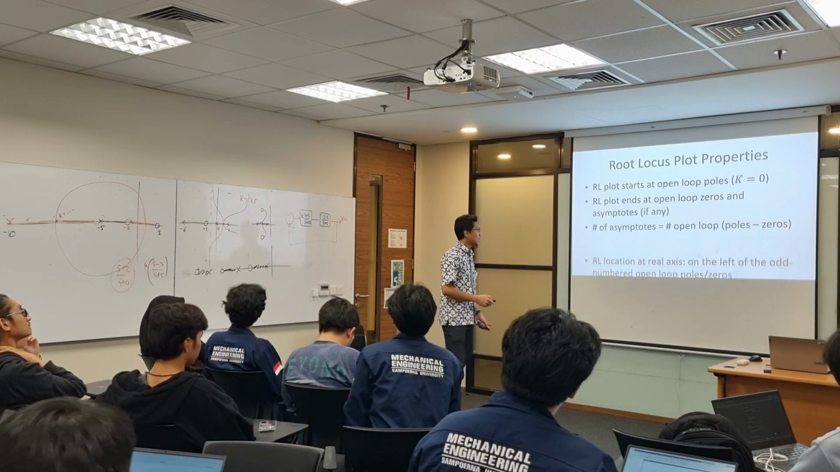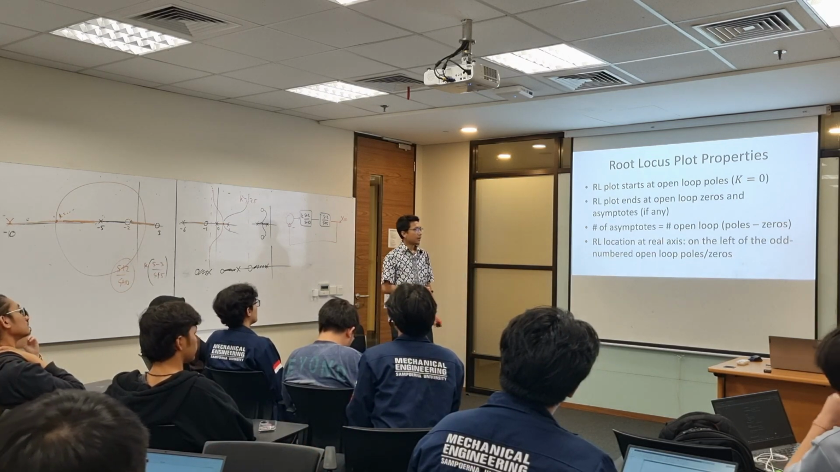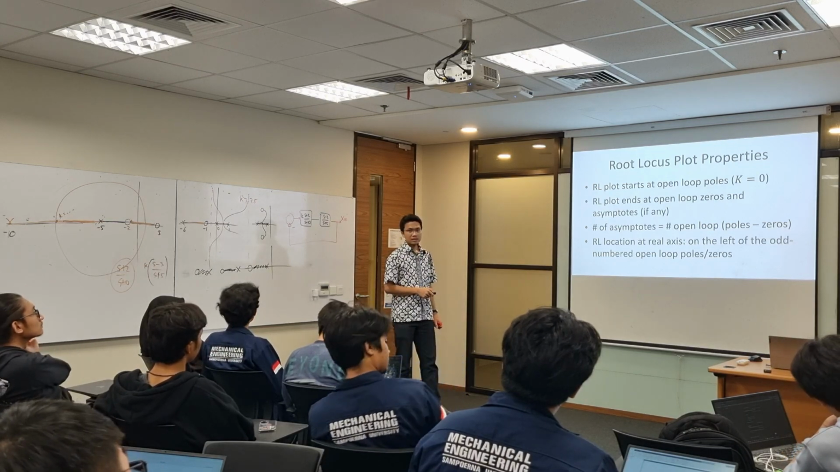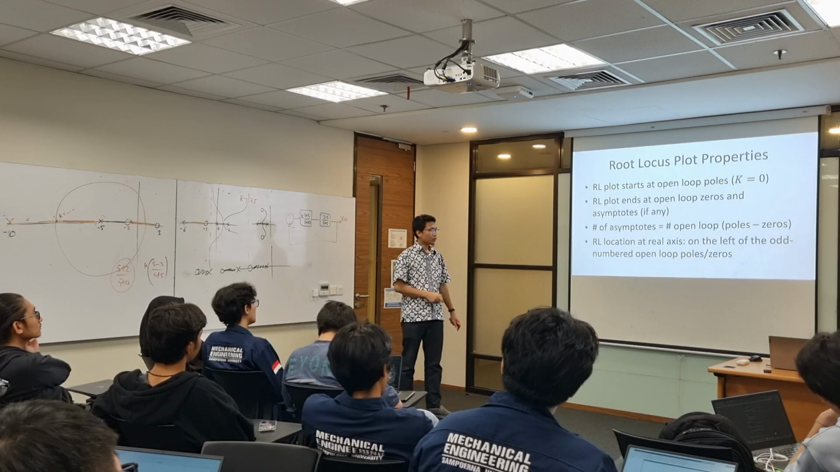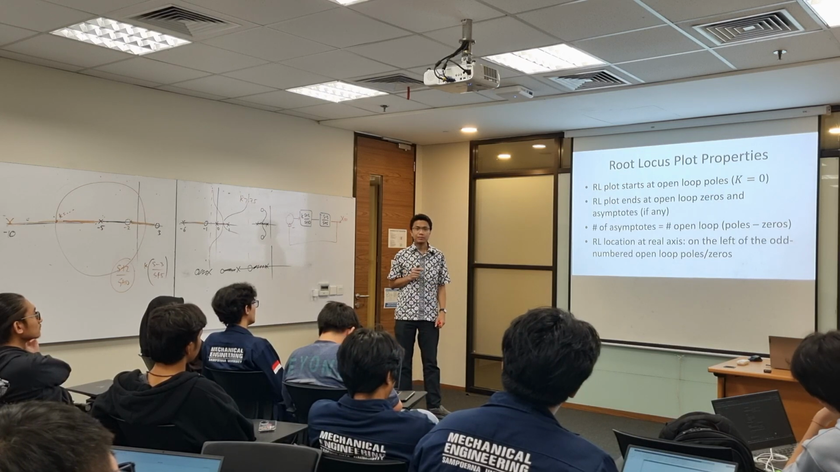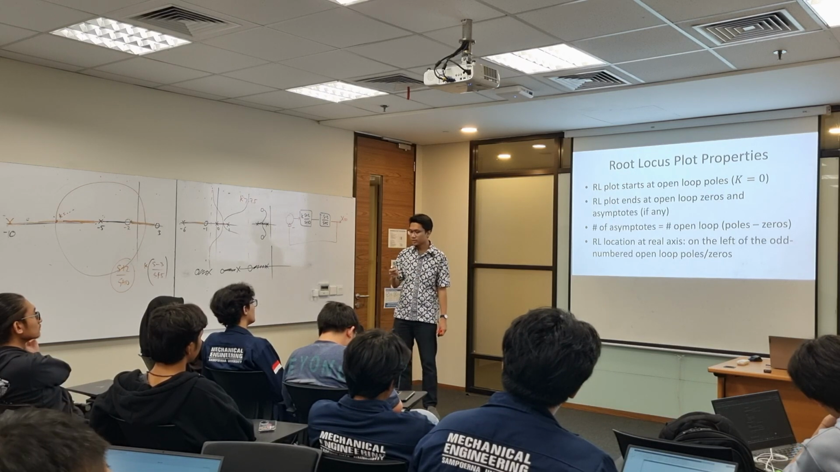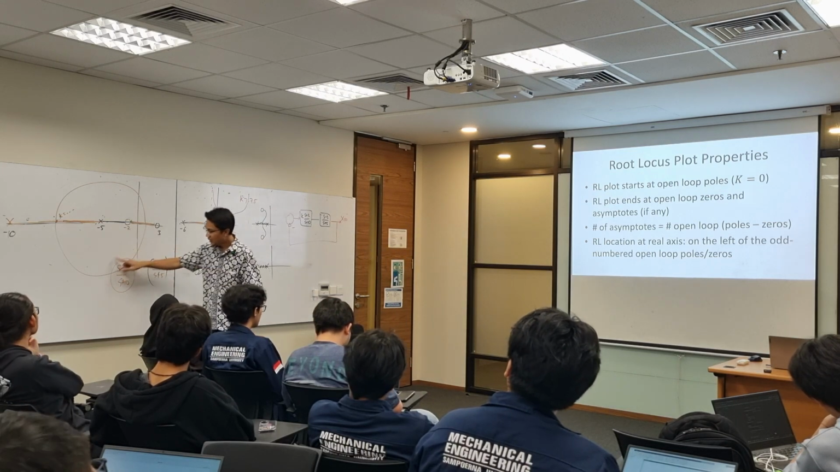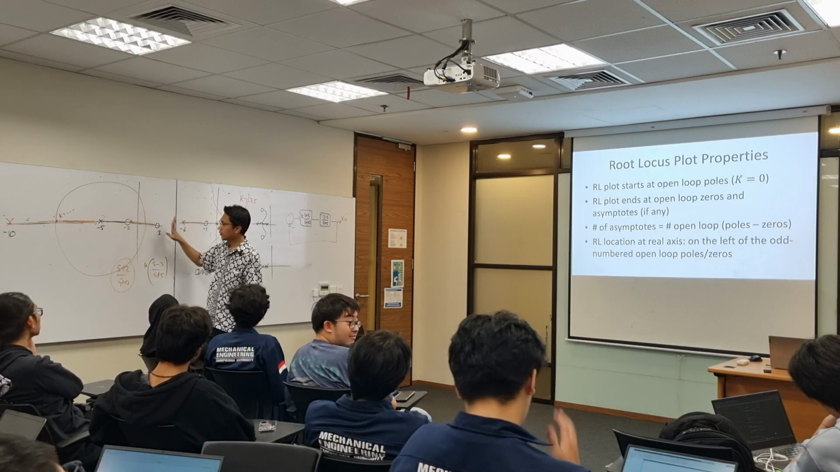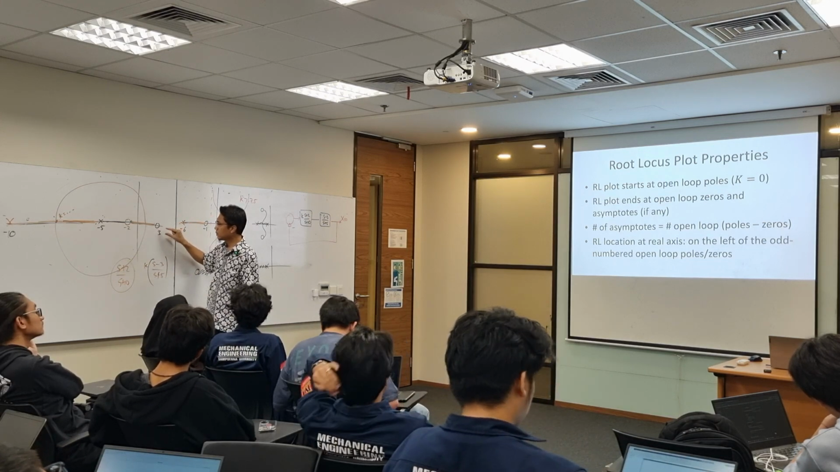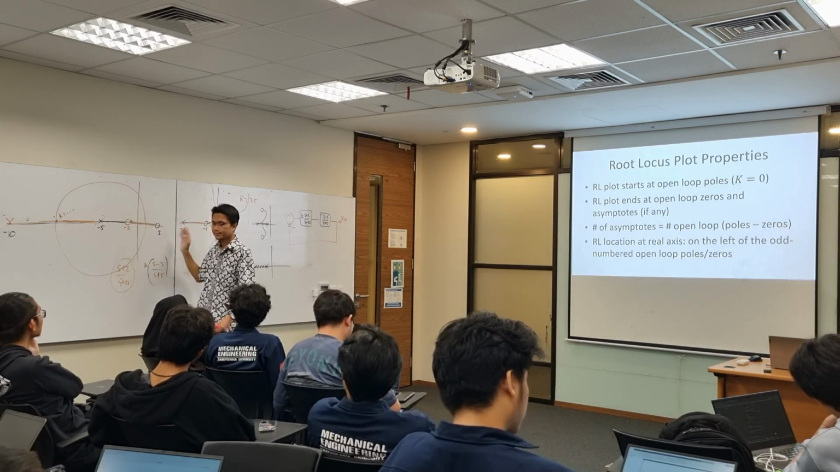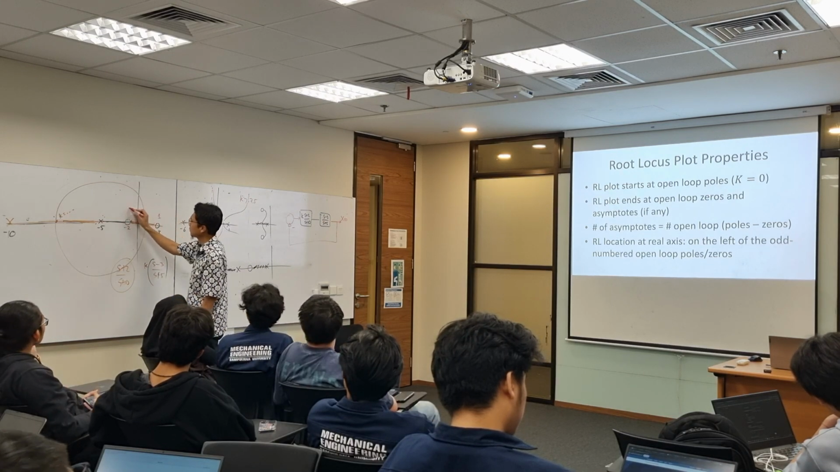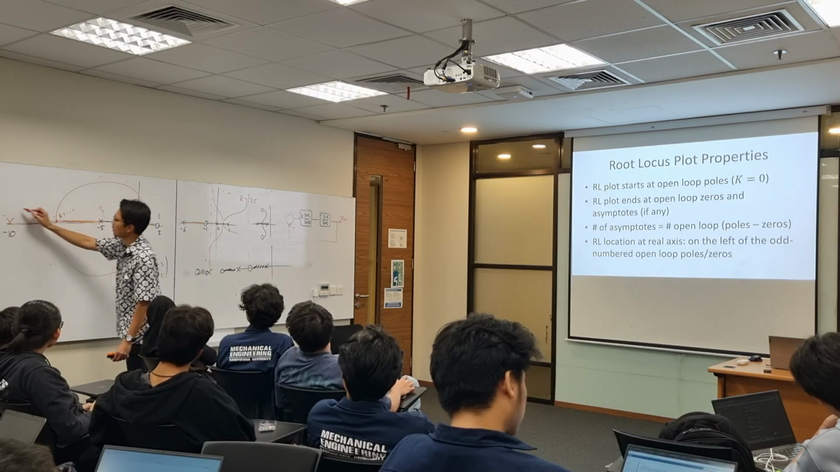The next property is the root locus location on the real axis. It will be on the left of an odd number of open loop poles and zeros. What does it mean? I'm taking this example. We have 4 combined open loop zeros and open loop poles. I will number them: this is number 1, this is number 2, number 3, number 4.